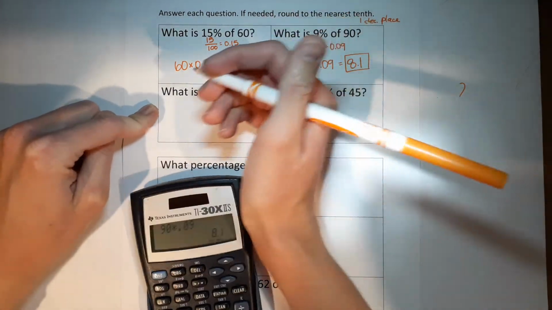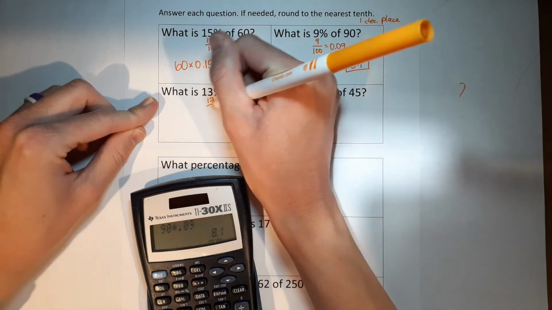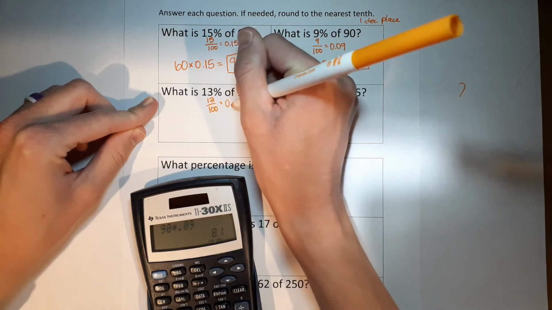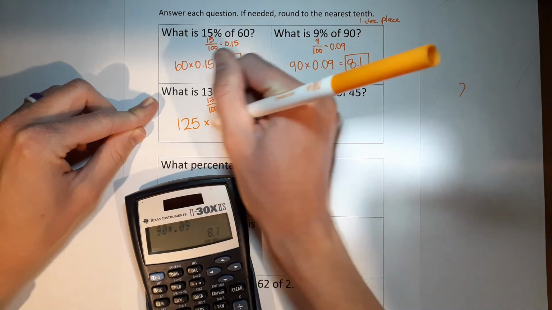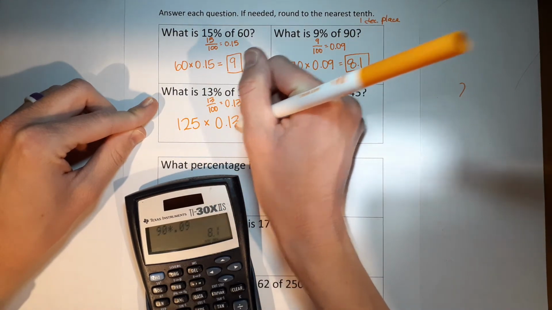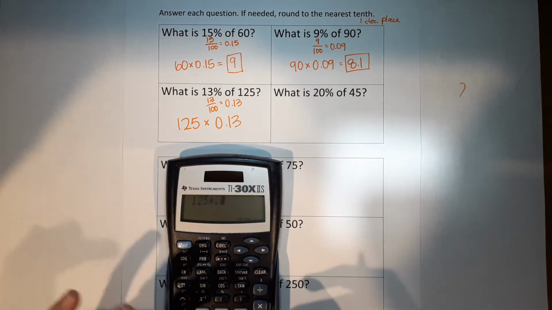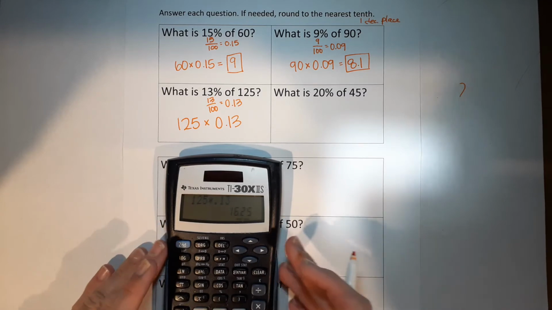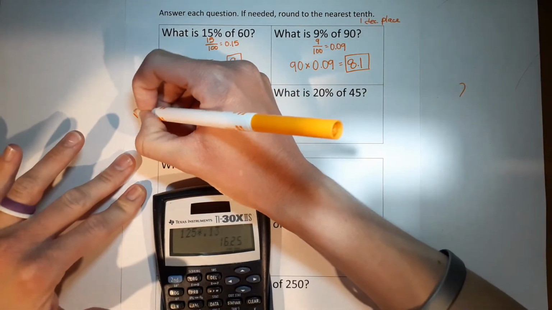All right. Hopefully you're jumping ahead of me because you're like, oh, this is awesome. 13% means 13 out of 100, which as a decimal is 0.13. So I'm going to take 125 and times by 0.13. Okay. Let's plug that in. 125 times 0.13 gives me 16.25. Okay, I'm going to stick that over here because we're going to round.